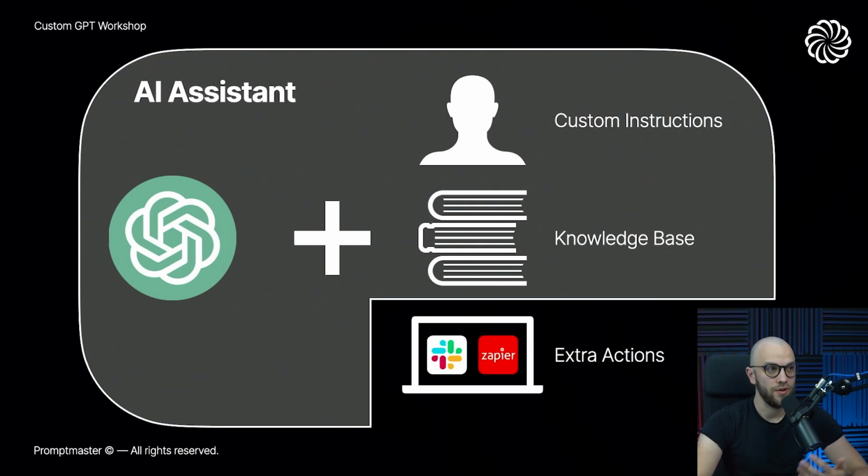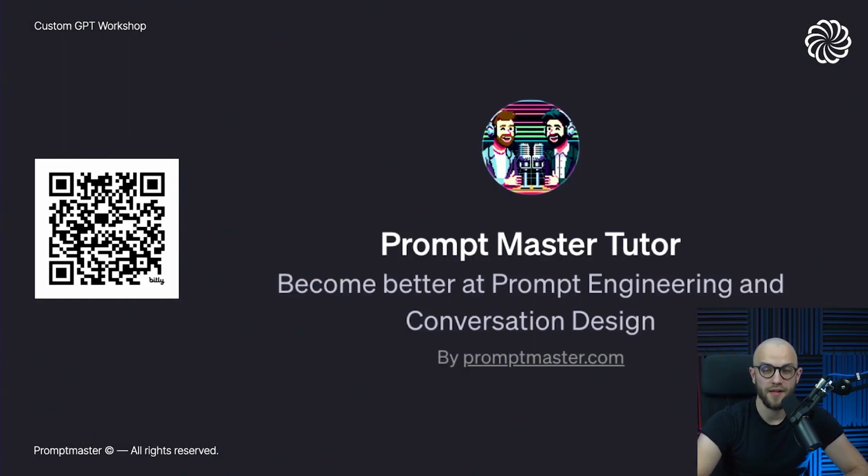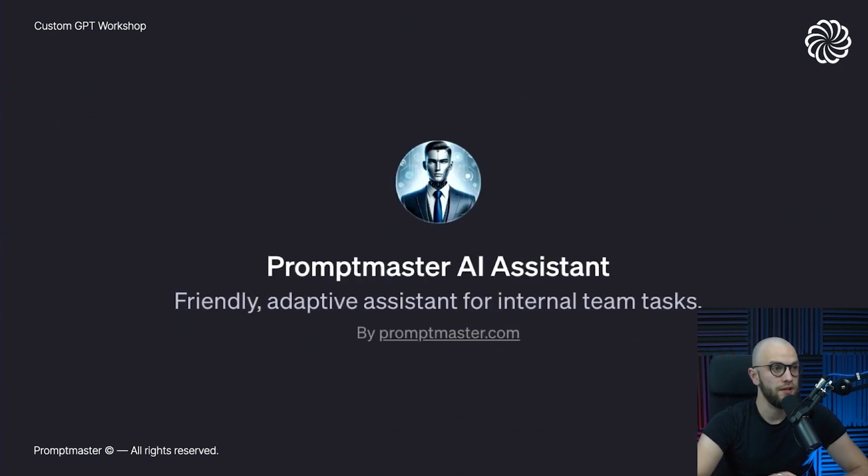Today, we are going to only talk about AI assistants. For example, one of the GPTs that I created is called the Prompt Master Tutor, which can help you with prompt engineering and conversation design, which is basically how you communicate with ChatGPT to get high quality work outputs. Another one that we use internally is the Prompt Master AI Assistant, which has access to our own databases and our own internal documentation and can help our subcontractors and our employees get work done faster.